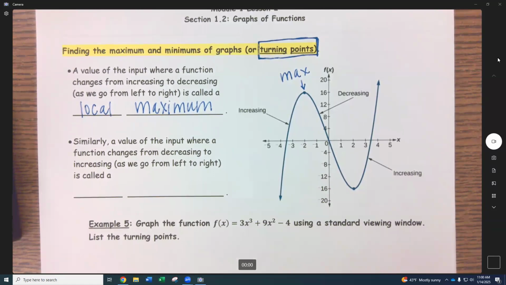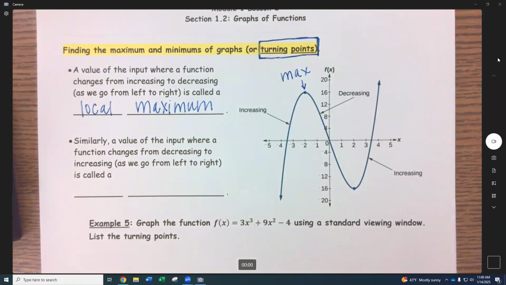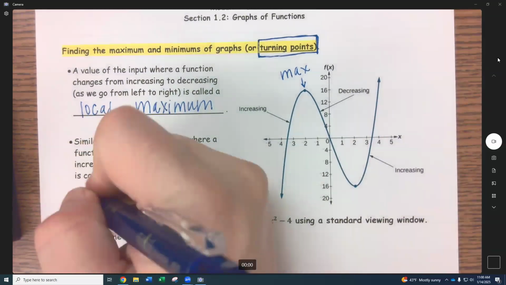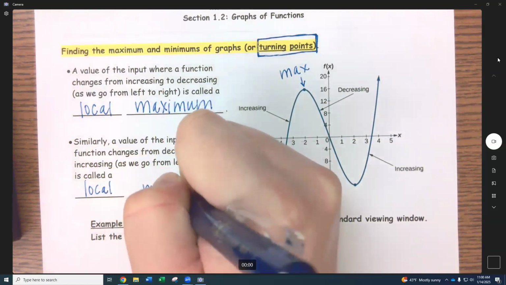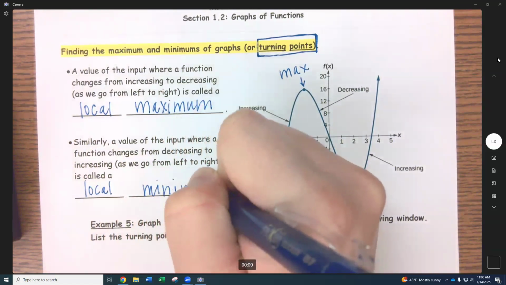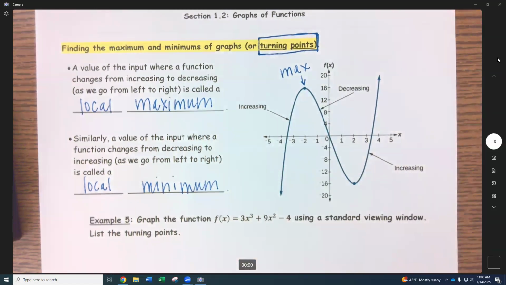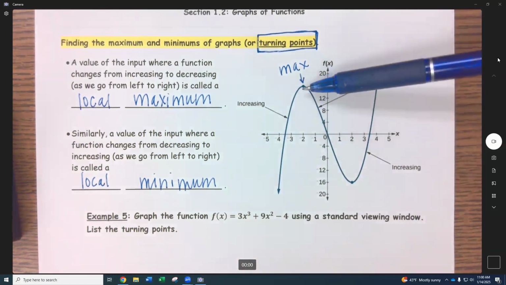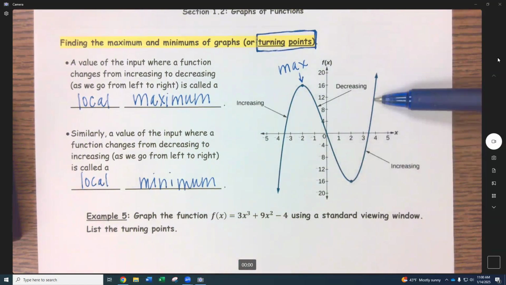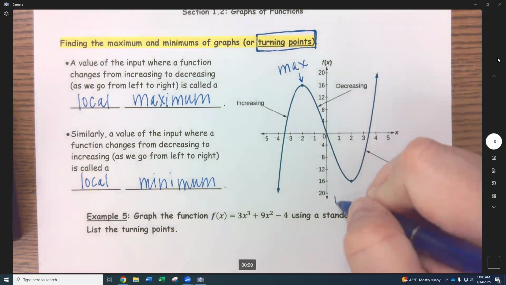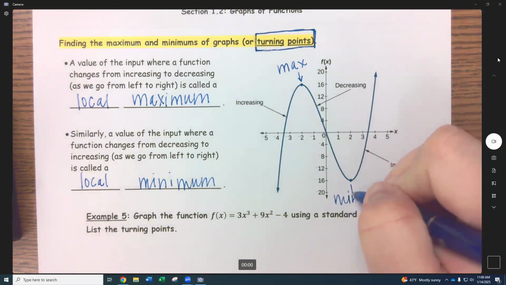Okay, so then similarly, a value of input where the function changes from decreasing to increasing as we go from left to right is then called a local minimum. So here it is changing from decreasing, hitting a low point here, and then increasing. So this right here would be a min.